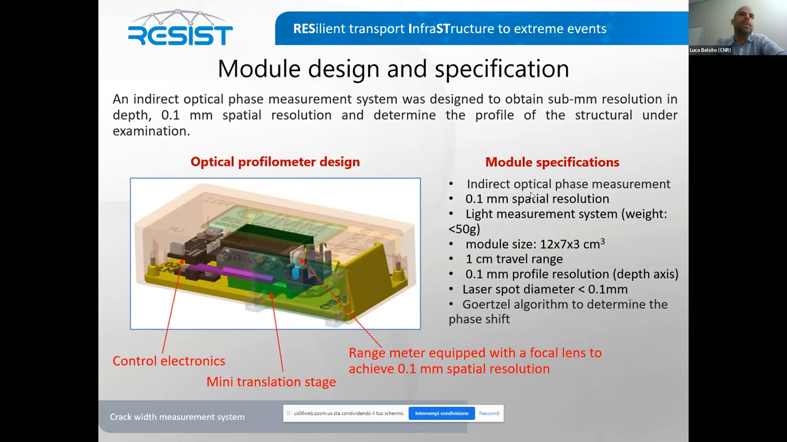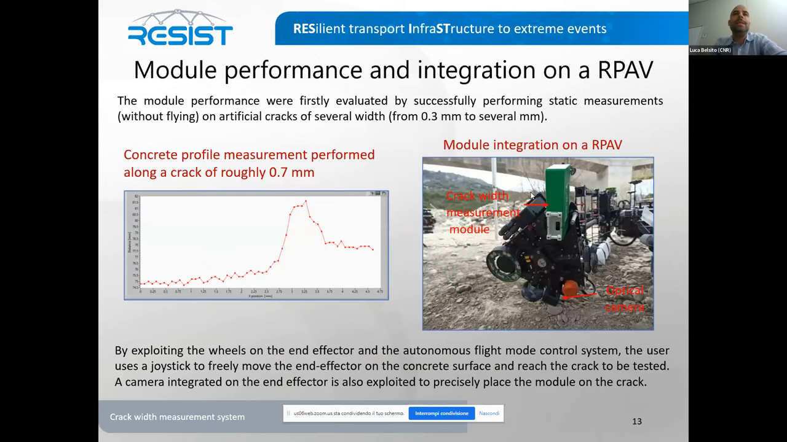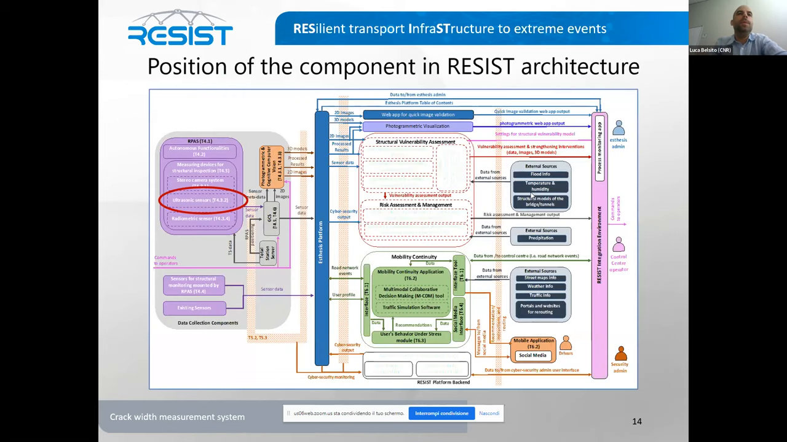We started from a commercial range meter where we have modified the firmware and also the optics to reach the resolution needed in the project. Here we can see the integration on the module. The module is the green module on the right picture integrated in the end effector, where there is also an optical camera to precisely collocate the module on the crack. We have successfully measured the crack in the lab, less than 0.6 millimeter.